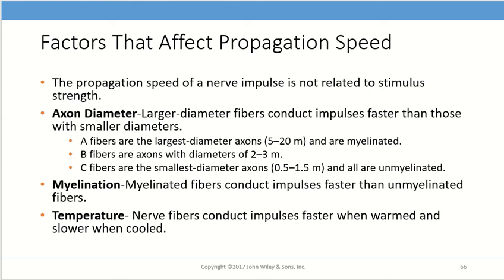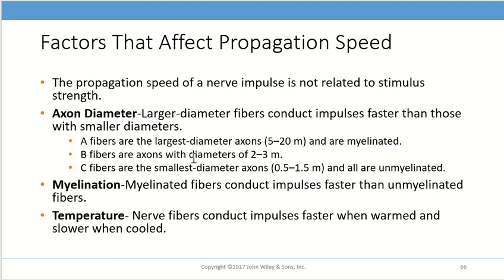We have three different types of fibers that are going to make up axons. The first is going to be an A fiber, and this is the largest diameter axon, and these are myelinated. The second is a B fiber. These are axons that are about 2 to 3 millimeters in diameter, and they can be either myelinated or unmyelinated. And then our smallest diameter axon are the C fibers, and these are all unmyelinated.